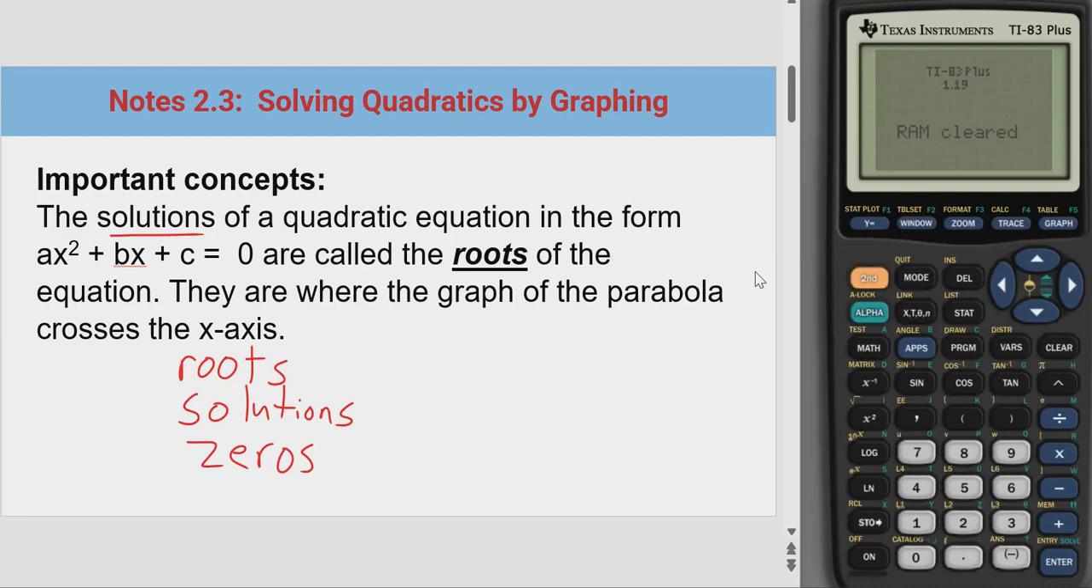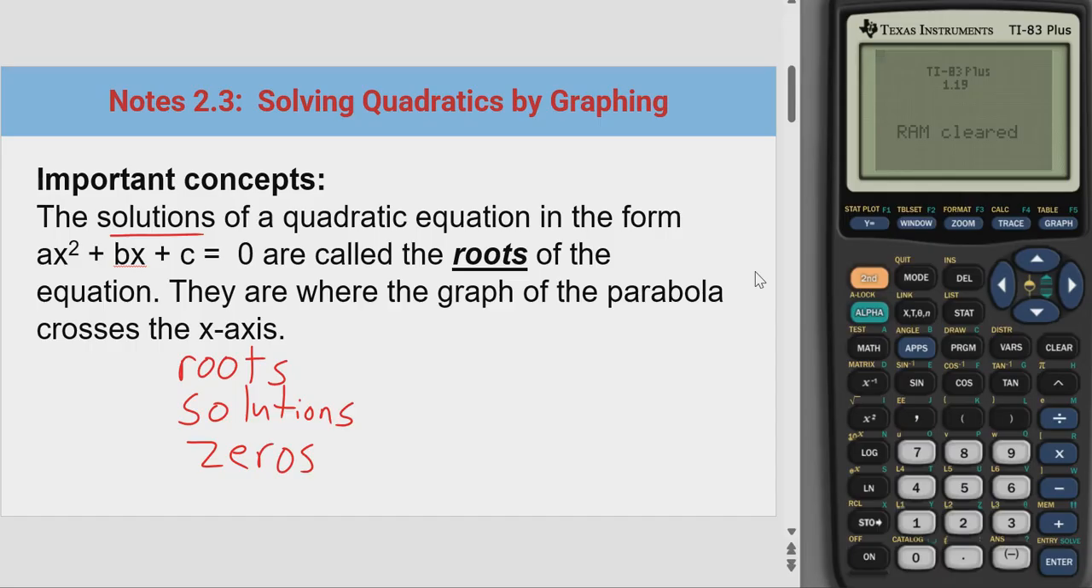For lesson 2.3, solving quadratics by graphing. We have this important concept: the solutions of quadratic equations in the form of a times x squared plus b times x plus c equals 0 are called roots of the equation. They are where the graph of the parabola crosses the x-axis.